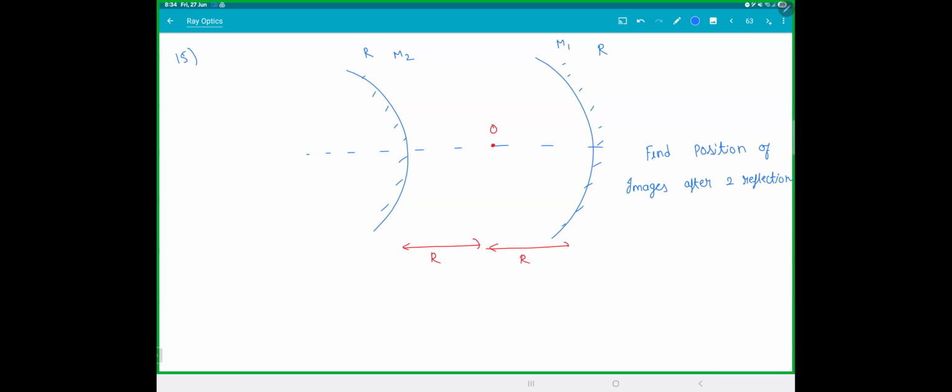What do I mean by two reflections? First the light rays will hit M1, they'll form an image here. These light rays will fall here, then they will form an image here. You need to find the image in M1, then find the image of that in M2. Second case, the light rays will fall on M2. That is the first reflection. Then they'll hit M1 and then bounce here. That will be the second image. Are you getting what I'm asking? So after two reflections, find the position of the images. It's just brute force solving. Nothing much to think.